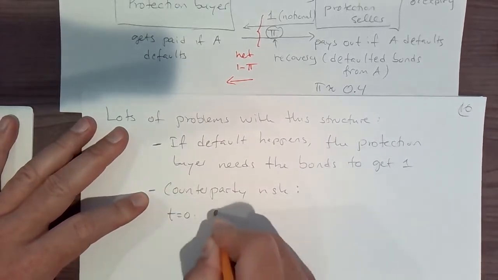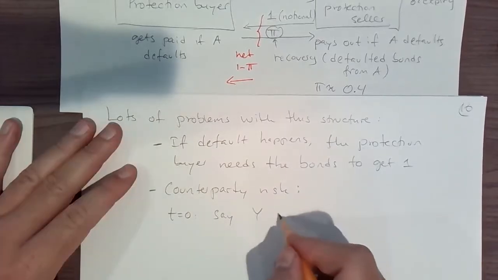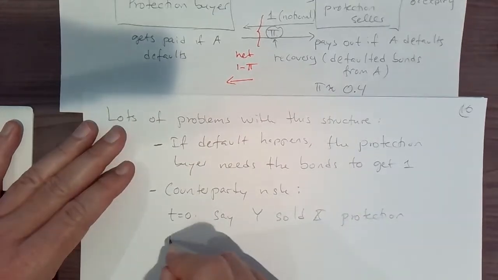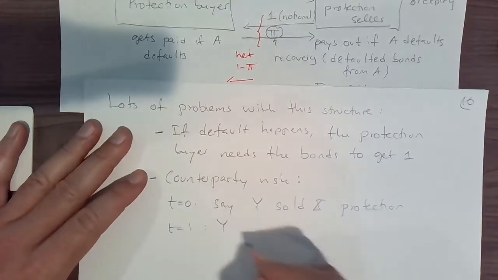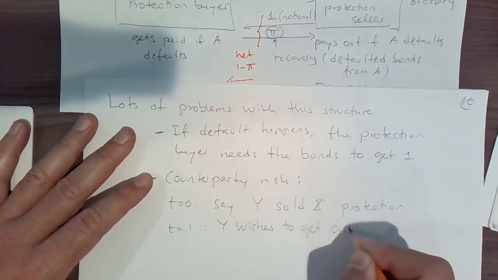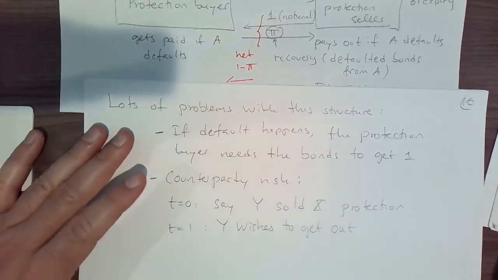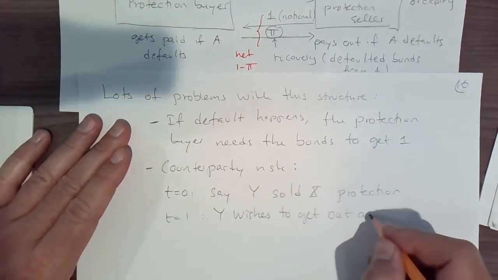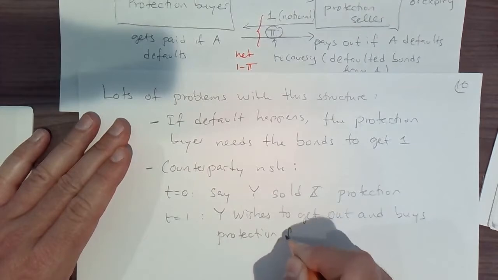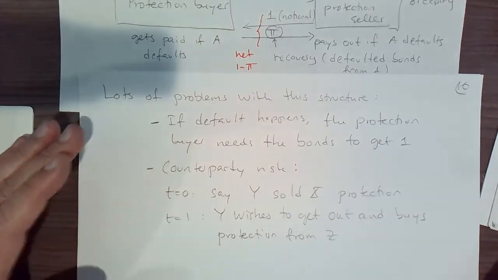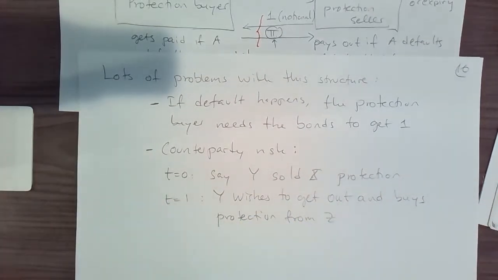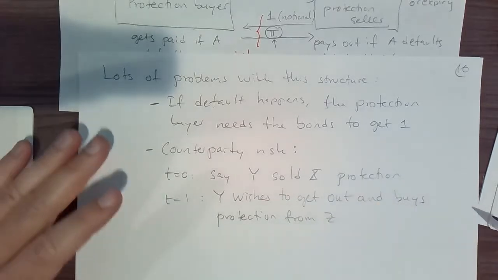So say at time zero, company Y sold X protection. Say at time one, Y wishes to get out. And the way that he gets out is he buys protection from, say, Z. Right, so you have a company that has sold protection, and then at some point later he wants to get out, and the way that he does it is he enters a similar contract but with company Z.